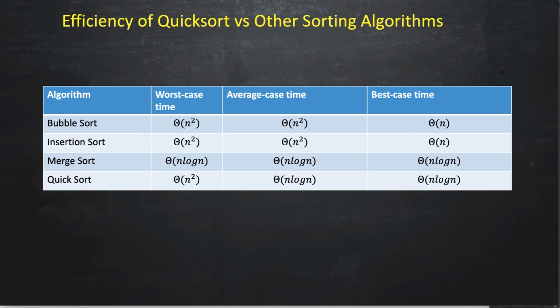This is how the complexity of Quicksort looks compared to merge sort, insertion sort, and bubble sort. In real life situations, we are mostly interested in the average case efficiency. Quicksort works in big theta of n log n in the average case, and that's why Quicksort is a very popular and commonly used sorting algorithm.